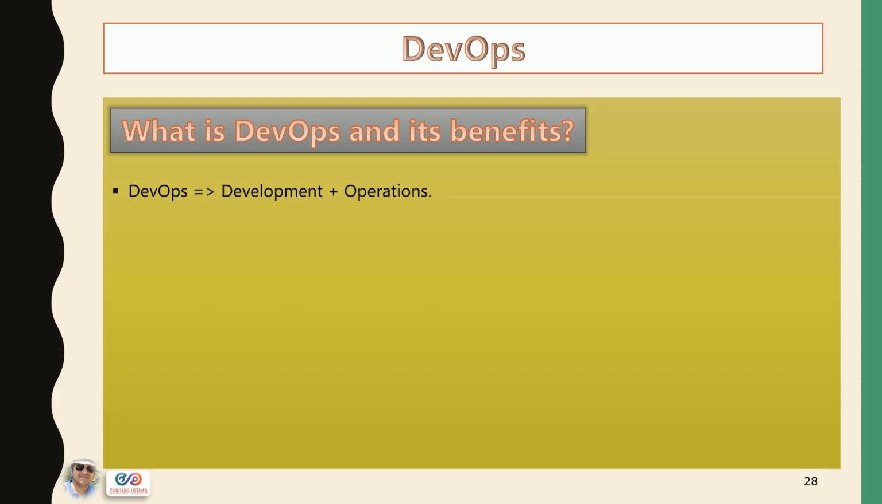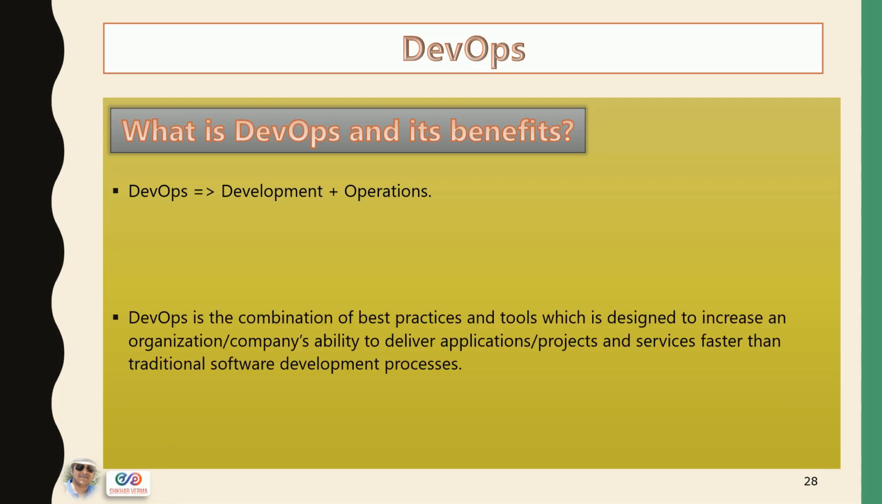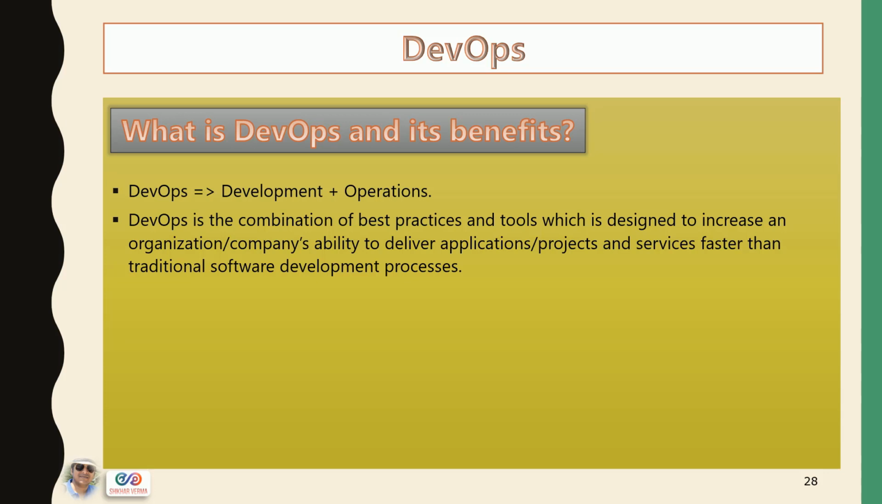So DevOps is development plus operations. In simple words, DevOps is an approach or practice that combines the development team and the IT team, that is your operations team, to collaborate throughout the entire software development cycle so that all the team members will be on the same page and ensure the delivery of high quality software. So here, this is the simple definition.